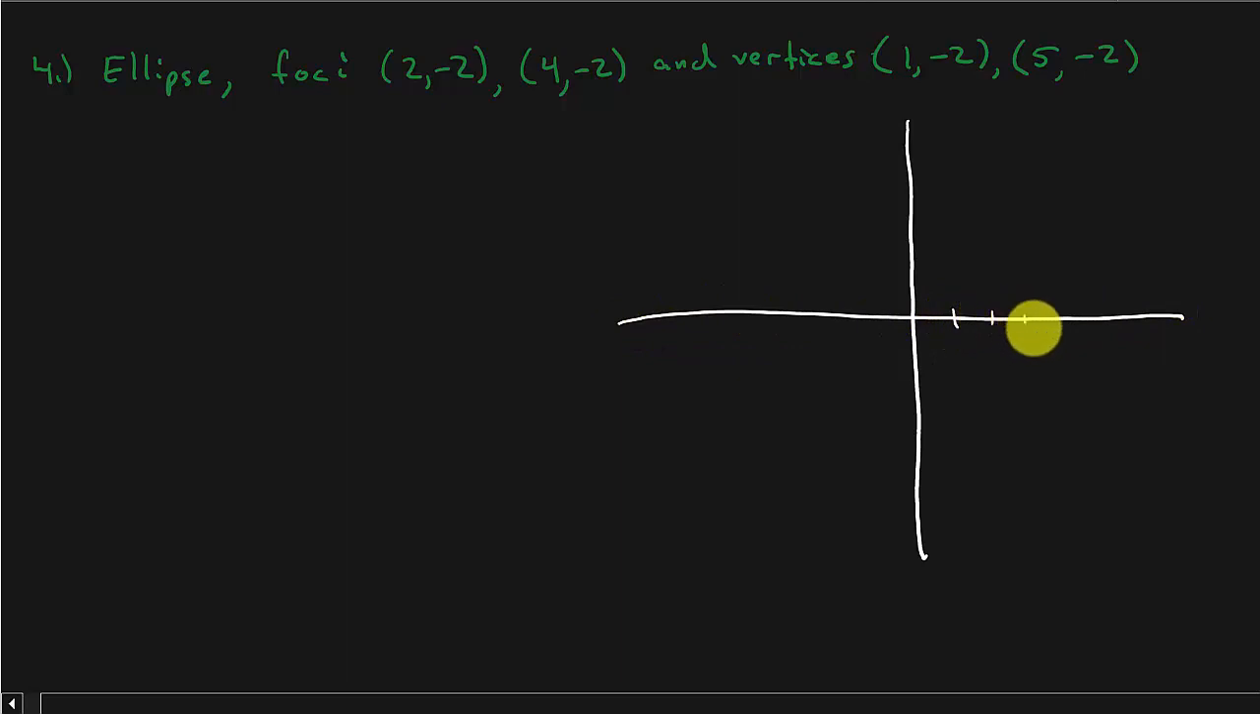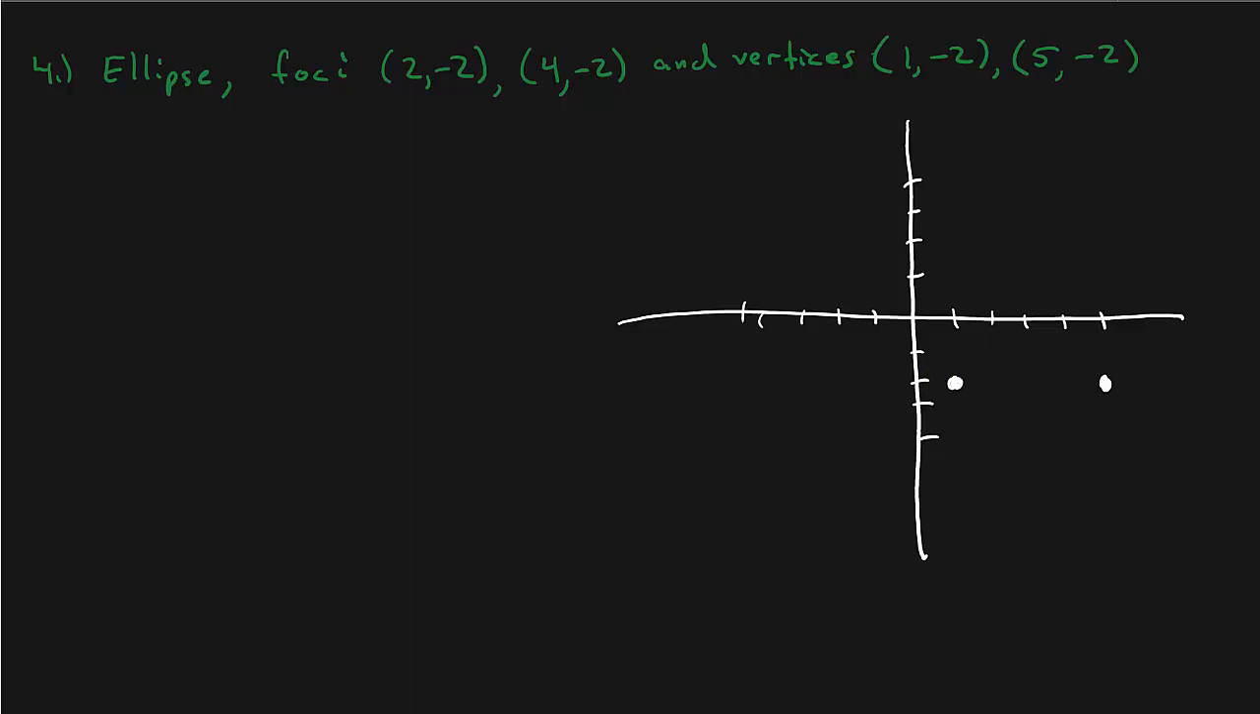All right, let's see. 1, 2, 3, 4, 5. 1, 2, 3, 4. 1, 2, 3, 4. All right, so let's plot the points. We've got 1, 2, 3, 4, 5, -2. We got 1, -2. Okay. And let's see, the foci, I'm going to do the foci in green. So that's going to be 2, -2, and 4, -2. There's the foci.